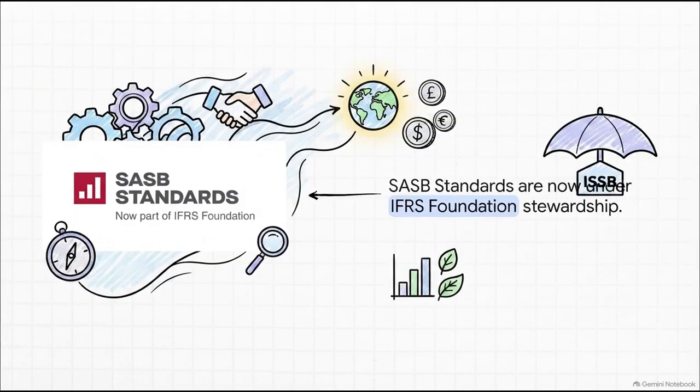Now, it's pretty important to know where these standards actually come from. The framework we're exploring today is from the SASB standards. And as of August 2022, these are now under the authoritative stewardship of the International Sustainability Standards Board, or the ISSB, which sits under the IFRS Foundation. This backing gives these metrics some incredible global weight and real credibility in the financial world.